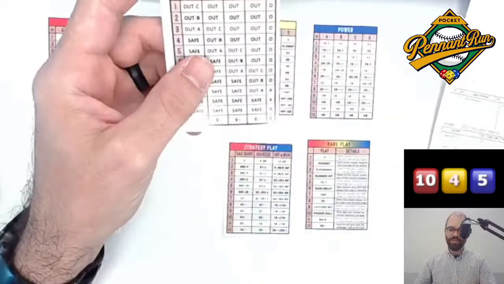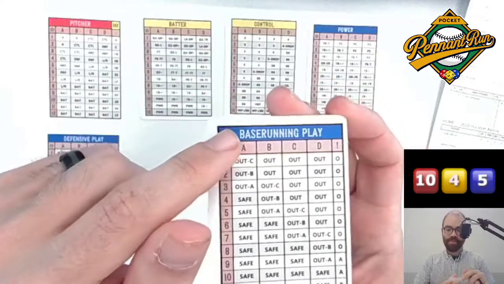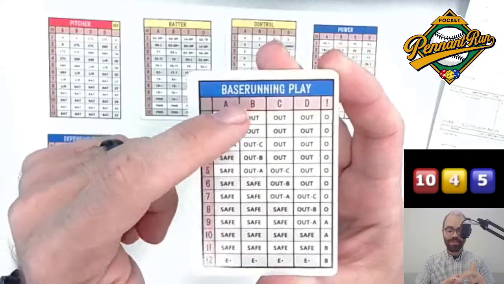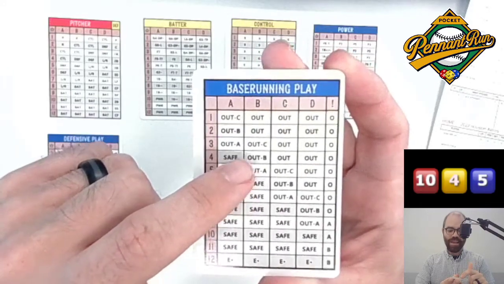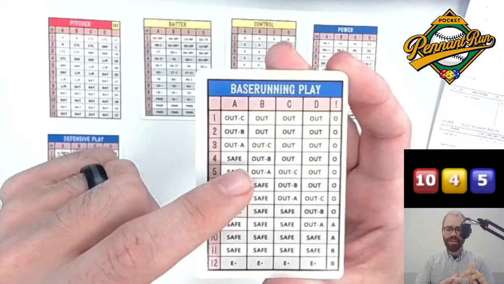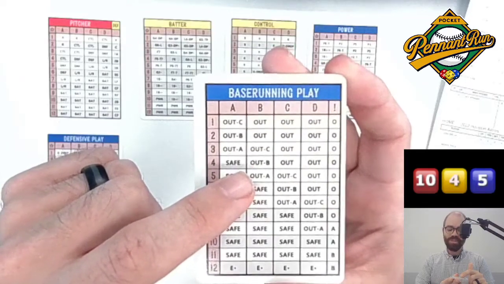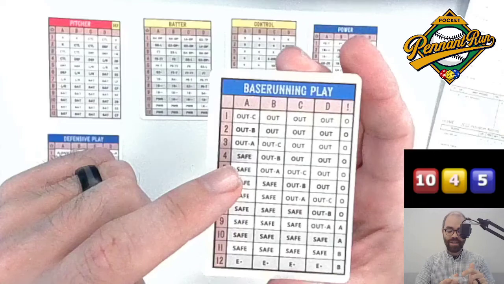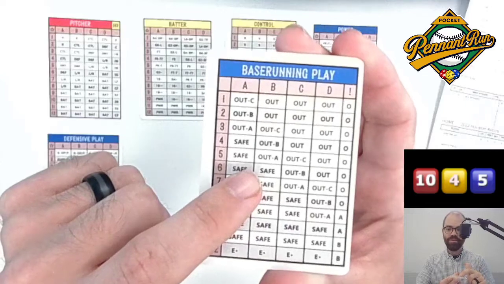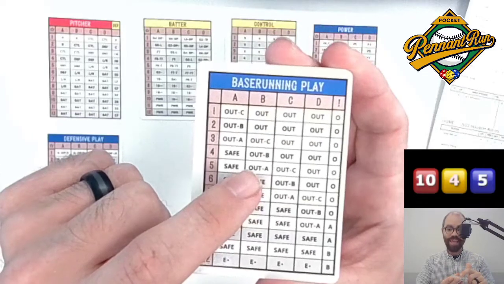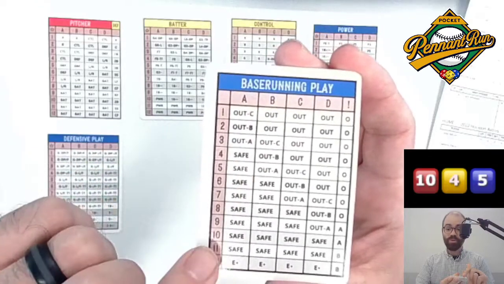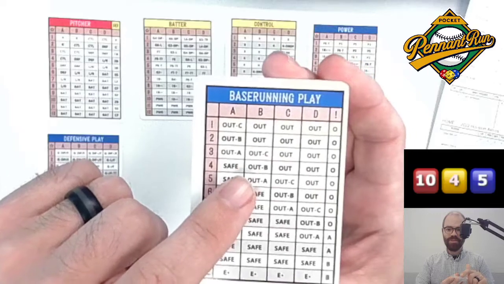So what that means is we're going to roll the blue die for base running. Schwarber is a B rated runner, so he's going to be in the B column. And then you'll see we have these results that say out A, out B, out C. What that means is, depending on the catcher's rating, the runner will be safe or out. So in this particular case, 6 through 12 would be safe for Schwarber because Maldonado is an A. Now, if Maldonado was a C-rated catcher, 4 through 12 would be safe. So that's what these out dash letter results mean.